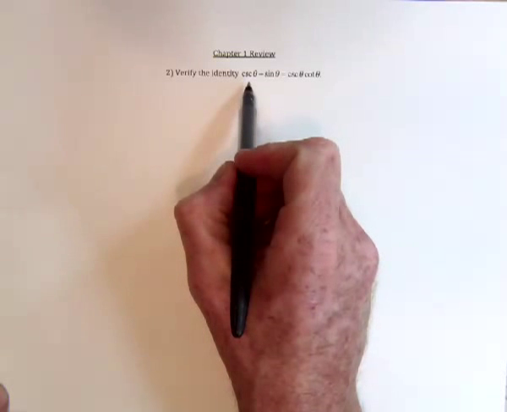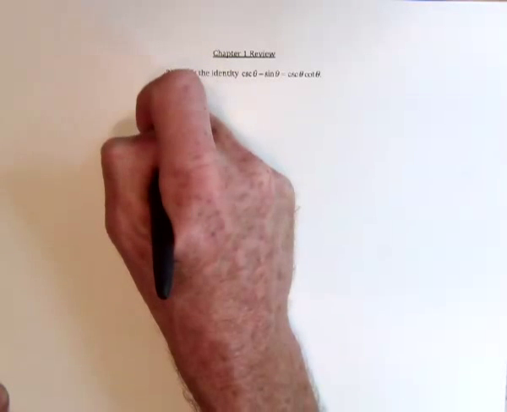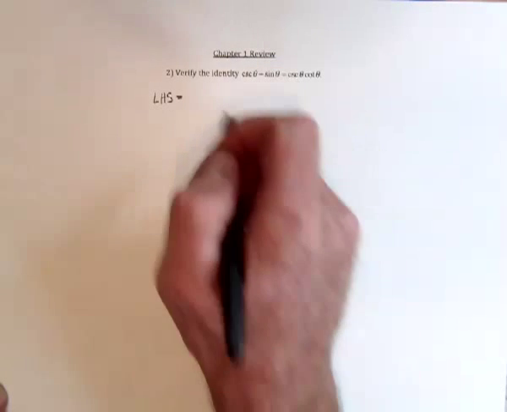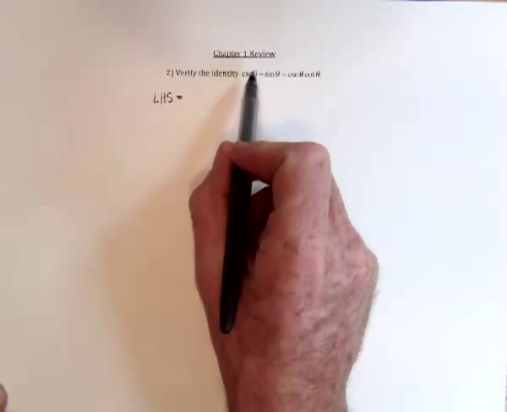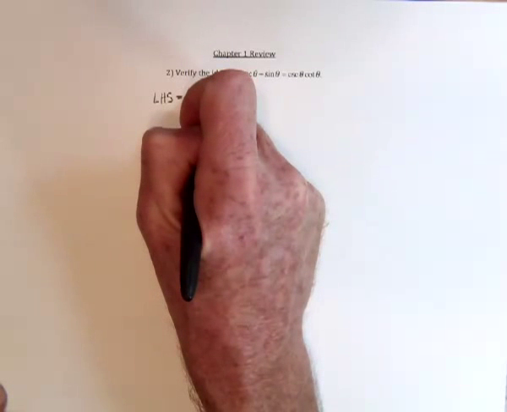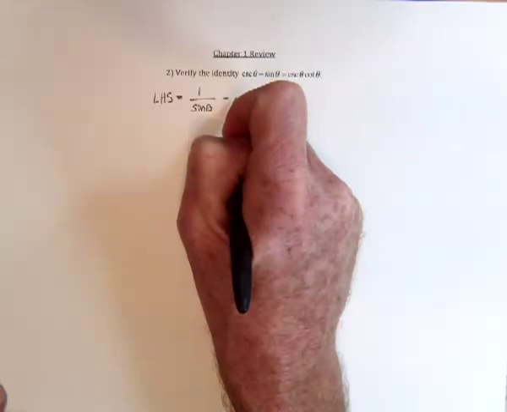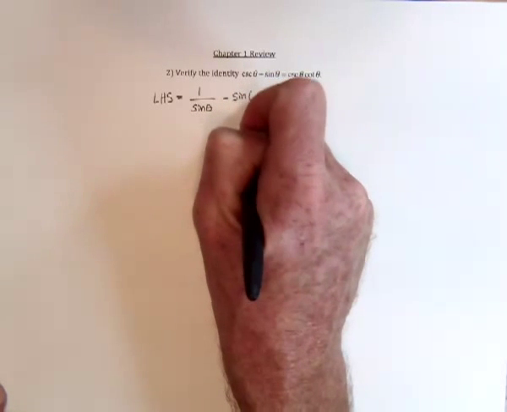So pick one of the sides, let's say the left-hand side, and find out what the left-hand side is equal to. Change it until it looks like the right-hand side. Let's see. So the left-hand side has cosecant, which is 1 over sine of theta. And then I'll just leave sine there.